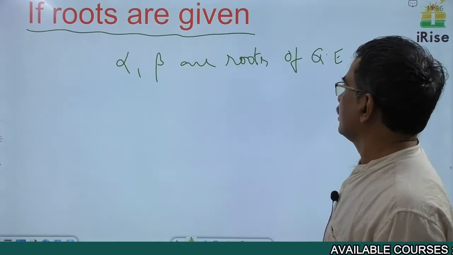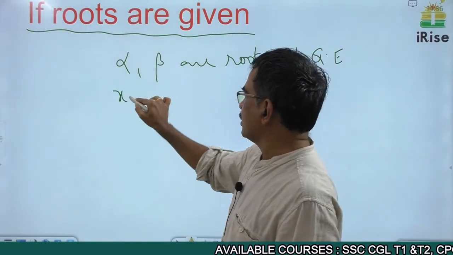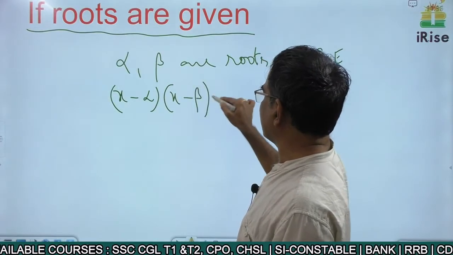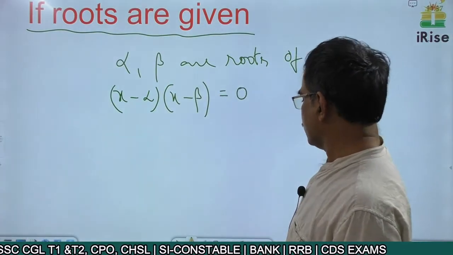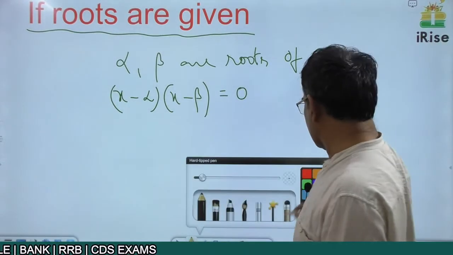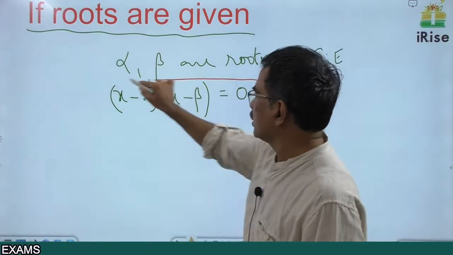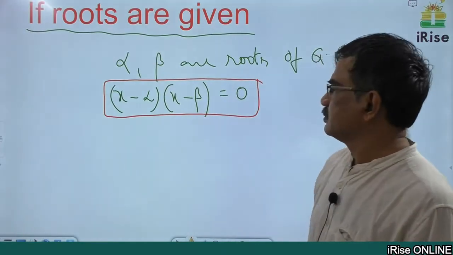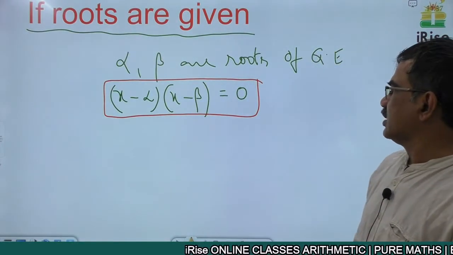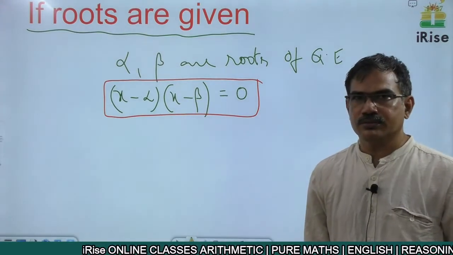Similarly, if alpha is a root, x minus alpha is a factor. If beta is a root, x minus beta is a factor, and product of these two is equal to 0 gives the quadratic equation. So this is a quadratic equation: x minus alpha into x minus beta is equal to 0.